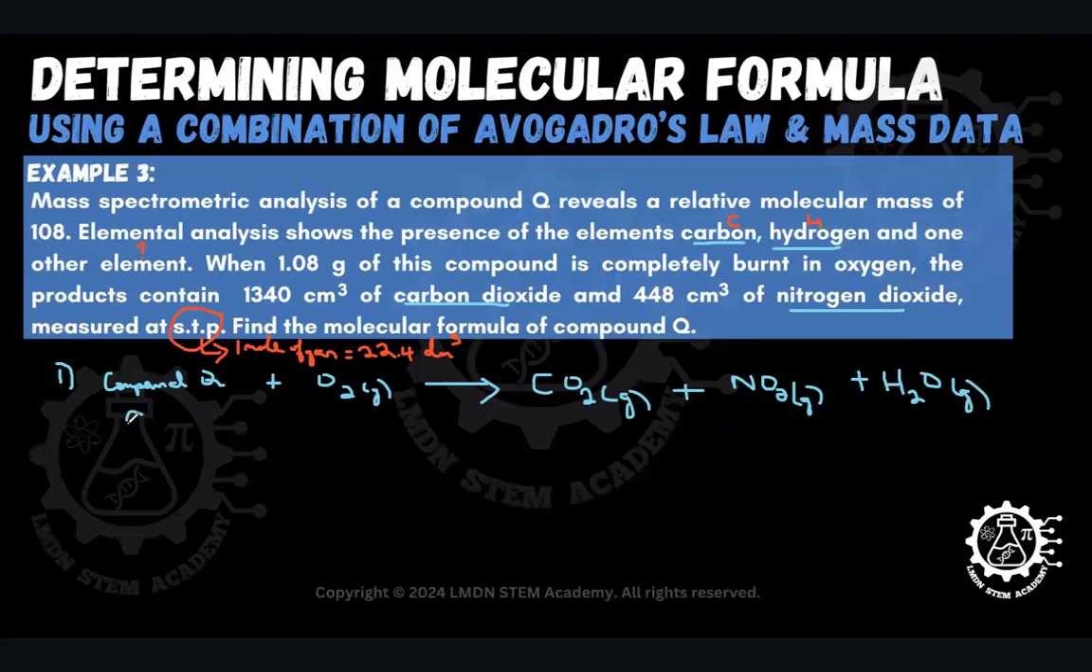They told us that we have carbon in there, so we don't know how many, so we're just going to call that the amount X. We don't know how many hydrogens either, so we're just going to call that Y. And they told us that there's a mystery element.